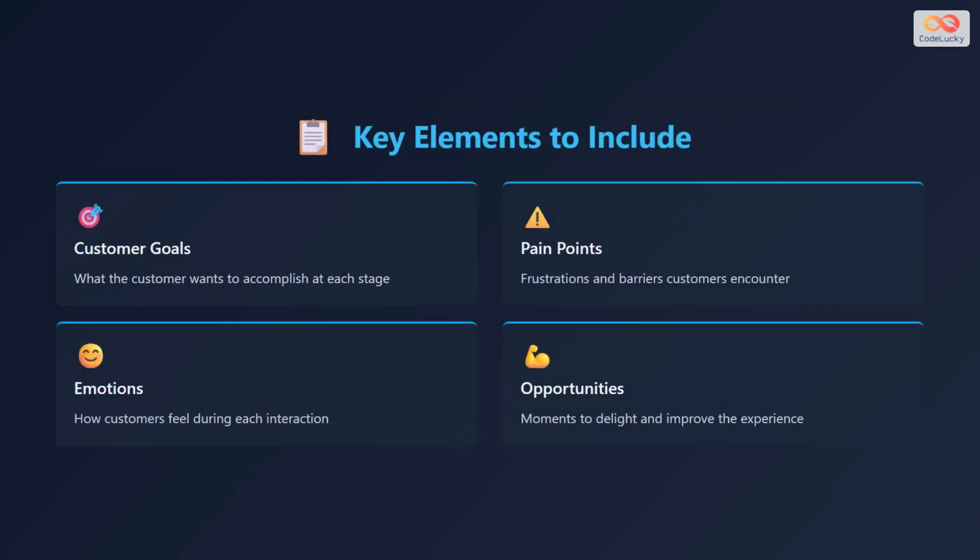A complete journey map includes several critical elements. Customer goals represent what the customer wants to accomplish at each stage of their journey. Understanding these goals helps you align your product with their needs. Emotions capture how customers feel during each interaction, whether they're excited, frustrated, confused, or confident. Documenting emotions reveals the psychological impact of each touchpoint.